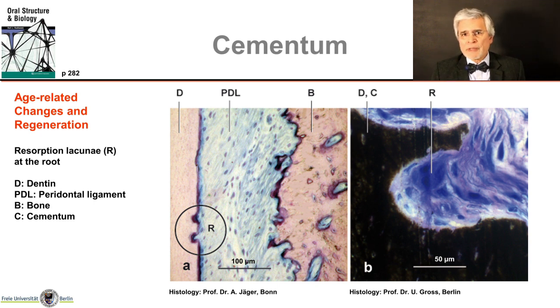Resorption of cementum can also occur during physiological tooth movement, and due to the mesial drift of the teeth, more resorption spots can be found on the mesial root surfaces, marked R in the circle in the left-hand image. And even at the root tips.